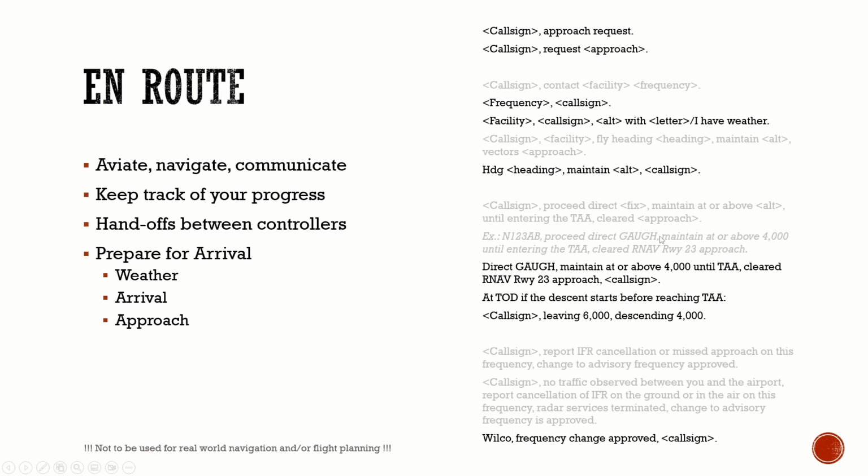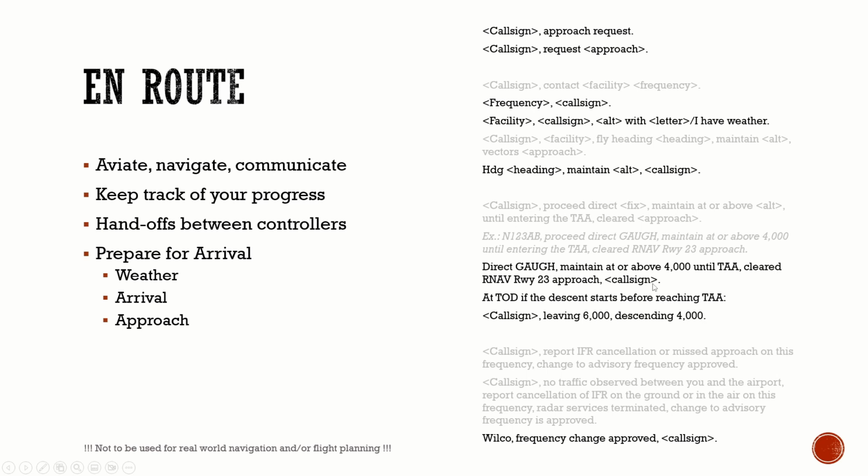So if they tell you this and you are at 6,000 and you decide that you want to descend to 4,000 before, then you would initially reply something like, direct GOG, maintain at or above 4000 until TAA, cleared RNAV runway 23 approach, November 123 Alpha Bravo. And then at the top of descent point, if the descent starts before reaching the TAA, you would call them something like, November 123 Alpha Bravo, leaving 6000, descending 4000. That's to tell them that now you started the descent.